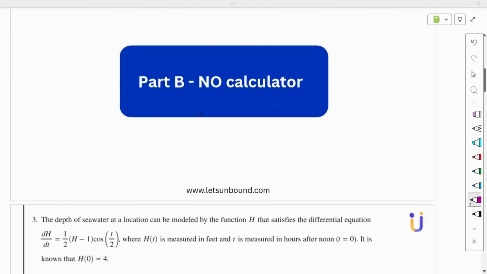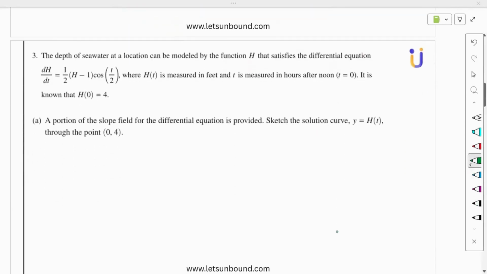So yes, this is from the no calculator section. Without a calculator, we should use our analytic skills here. The depth of seawater at a location can be modeled by the function h that satisfies the given differential equation: dh by dt is one half times (h minus 1) times cos of t over 2, where h of t is measured in feet and t is measured in hours after noon. So noon is considered as t equals 0.